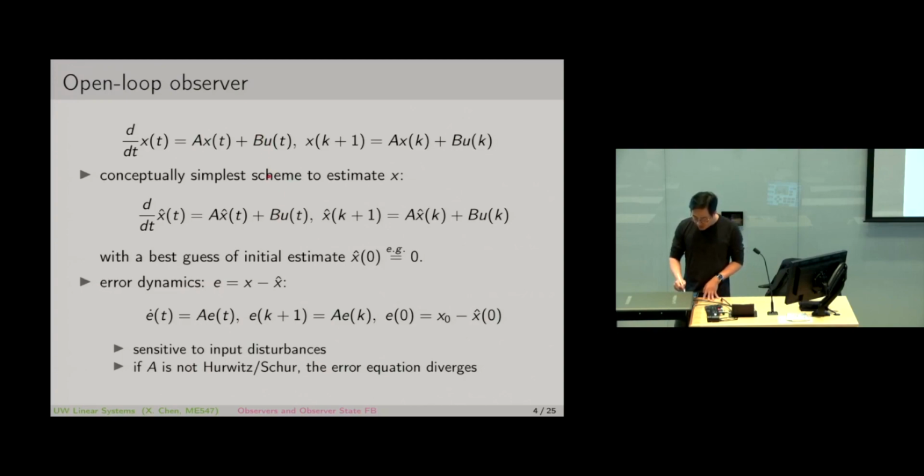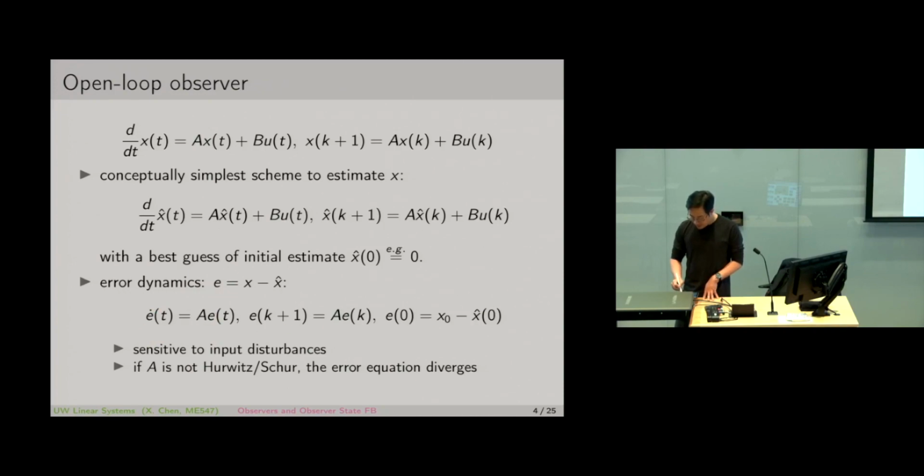And if we do the subtraction between these two, the same amount of input will cancel out. And then if we subtract on the left-hand side, we're going to have the derivative of x minus x hat, which is the derivative of the error, equal to Ax minus A x hat. The Bu term gets canceled out. So I'm remaining with A times (x minus x hat), which is A times e. This is the error dynamics in the continuous time case.